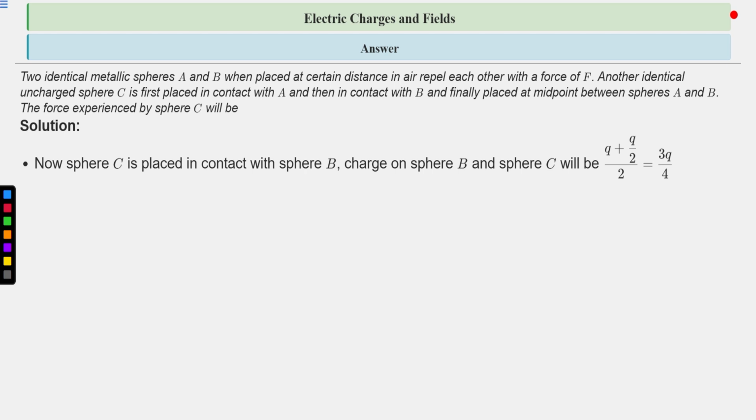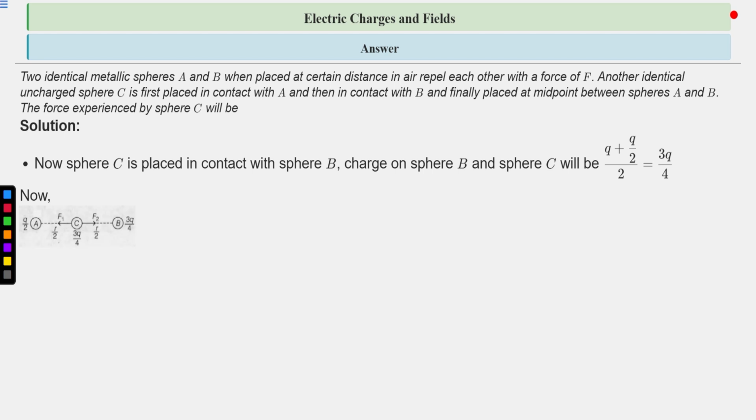In equilibrium condition, when the potential becomes the same, since they are identical spheres, the charge becomes equal on both the spheres. The charge on B is Q and C is Q by 2. Now, the charge becomes half of the net charge, so the charge on sphere B and sphere C will be Q plus Q by 2, where Q is on B and Q by 2 is on C, upon 2. That is 3Q by 4. After contact, the charge on both the spheres B and C will become 3Q by 4.